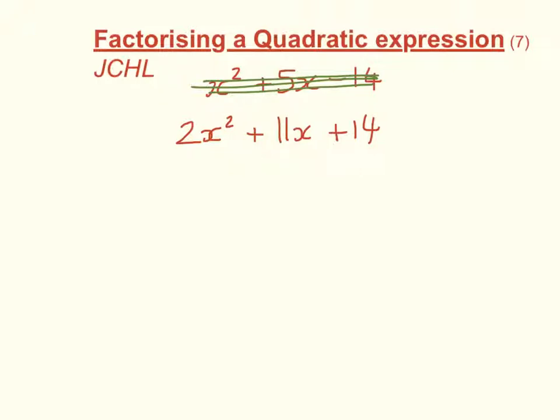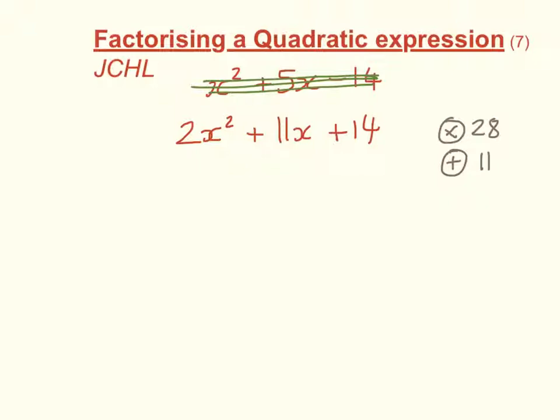Okay, so the coefficient of x squared is 2, the number on the end is 14. So to make our guide numbers, we take those two numbers and multiply them together. So 2 times 14 is 28. And then the middle number is positive 11. So we want two numbers that multiply together to make 28 and add together to make 11.